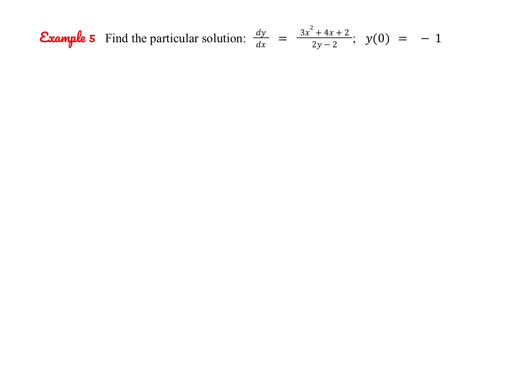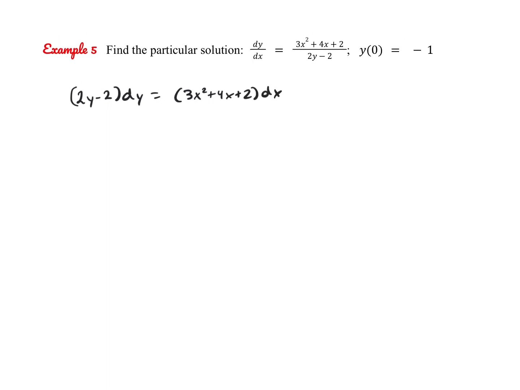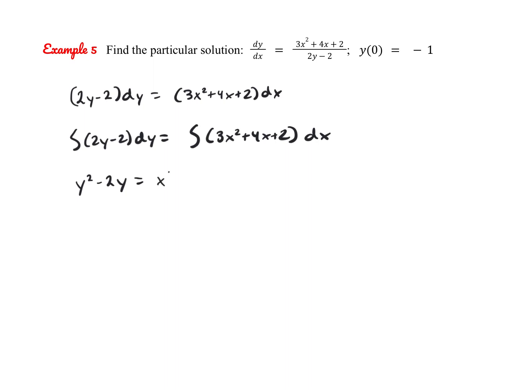All right, we're going to try one more together. So here we do have a separable differential equation. So let's separate it. So we have 2y minus 2 dy equals 3x squared plus 4x plus 2 dx. Now from here, let's integrate both sides. So that leaves us with y squared minus 2y equals x cubed plus 2x squared plus 2x plus c.